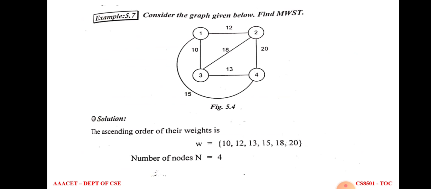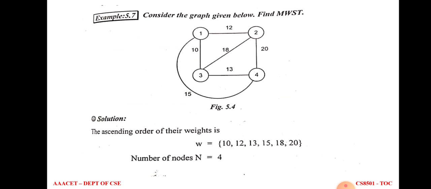So there are 4 nodes in this graph, 1, 2, 3, 4, and each and every edge has some weight. Edge 1-3 has weight 10, 1-2 has 12, 2-3 has 18, 3-4 has 13, 2-4 has 20, and 1-4 has 15, right?